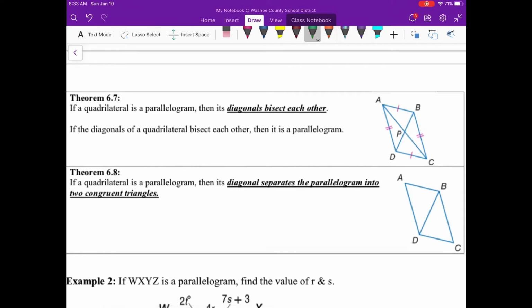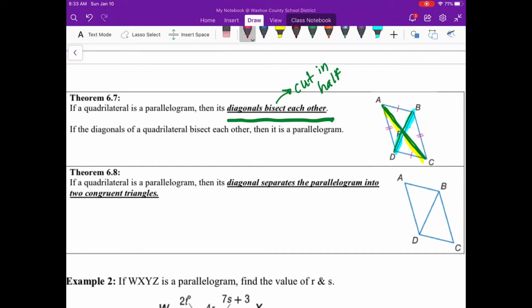All right, on the backside, we have a few more theorems regarding parallelograms. The next one is that if we have a parallelogram, the diagonals are actually going to bisect each other. Remember, the word bisect means cut in half. So these are the diagonals that we're talking about. And when they cross each other, they're actually cutting each other into two equal pieces. That's what this means. Those are the diagonals.